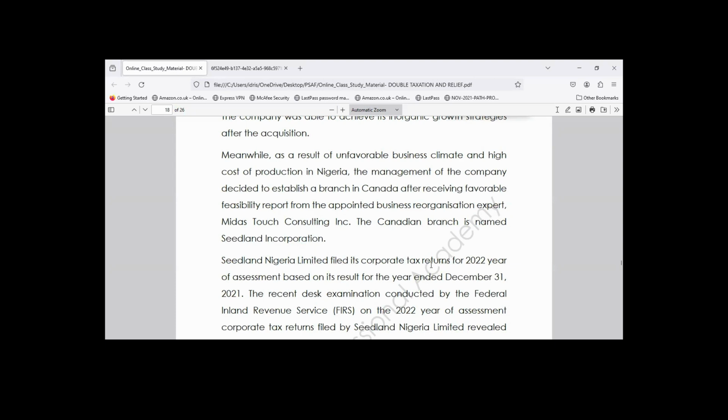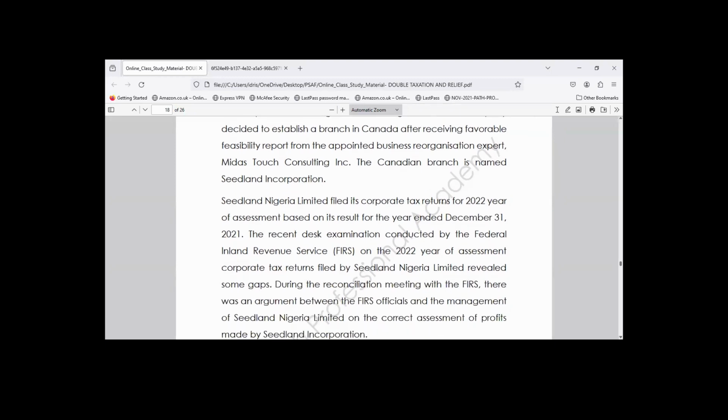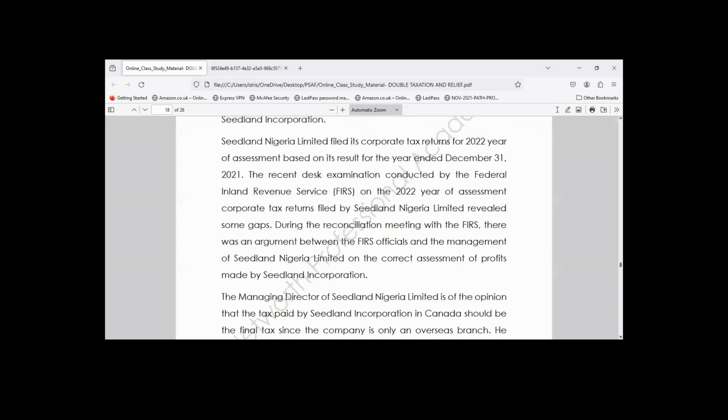Seedland Nigeria Limited filed its corporate tax return for 2022 year of assessment based on its result for the year ended December 31st, 2021. The recent desk examination conducted by FIRS on the 2022 year of assessment company tax return filed by Seedland Nigeria Limited revealed some gap. During the reconciliation meeting with FIRS, there was an argument between the FIRS official and the management of Seedland Nigeria Limited on the correct assessment of the profit made by Seedland Incorporation.